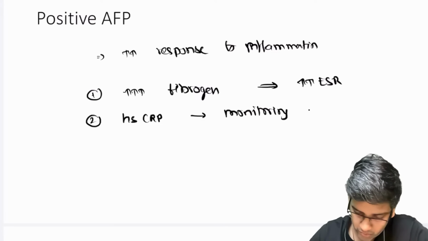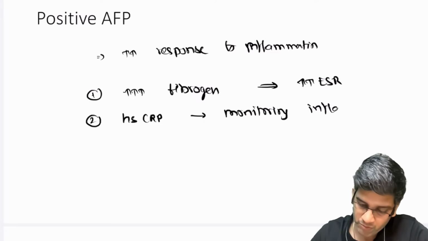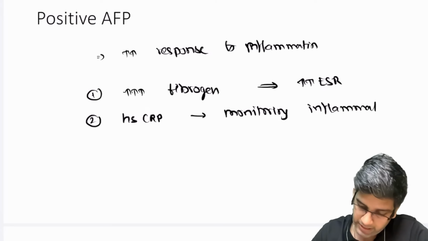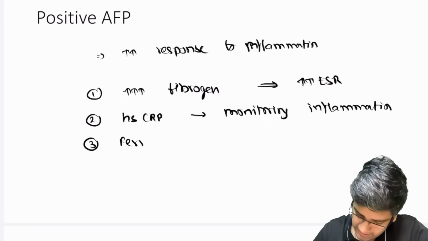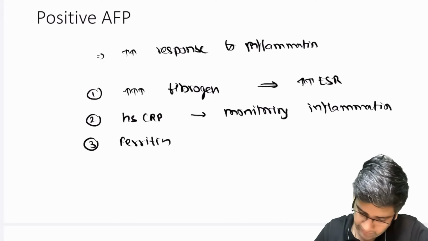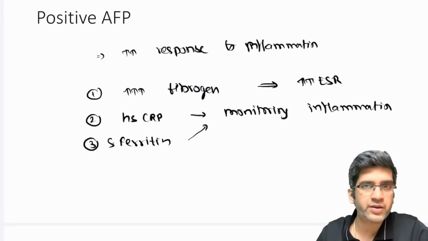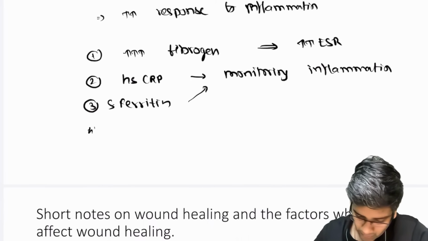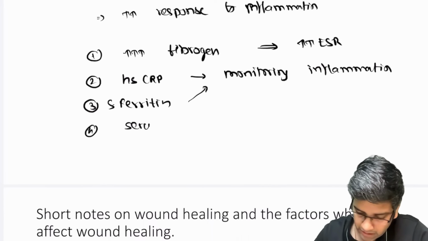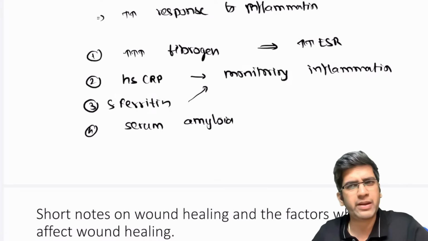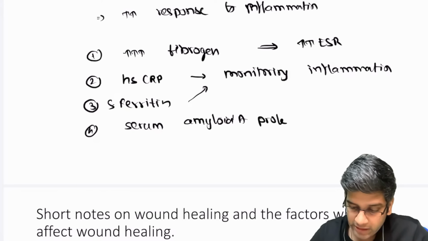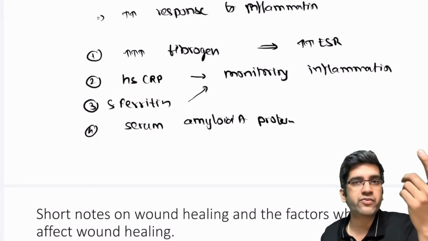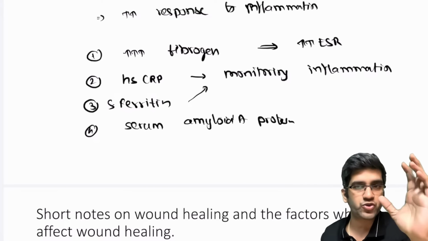Second, hs-CRP. Don't just write CRP, highly sensitive CRP, which is very, very essential for monitoring inflammation. In real life, we use them to see whether the inflammation is more or less. Important, right? Third, ferritin, again very, very important. The serum ferritin is important for the same monitoring of inflammation. Next, we have serum amyloid A protein. This was related to amyloidosis. In the immunology chapter, we read about amyloidosis, where it will increase in response to inflammation.